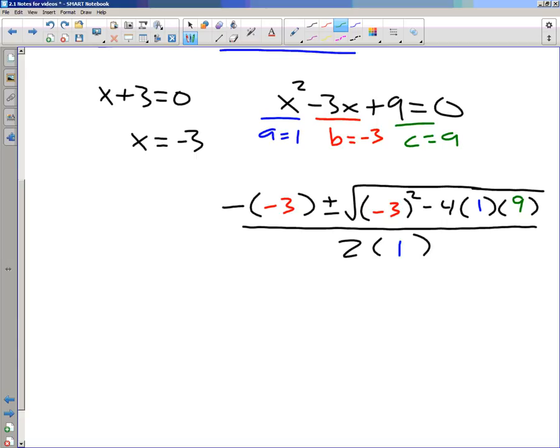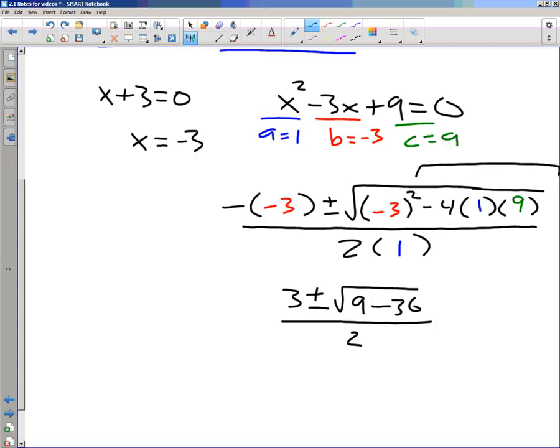All right, we're going to be very careful as we simplify this. Watching out for those signs. Minus a negative 3 is going to be a positive 3. We're squaring a negative 3. That's going to give us a positive 9. And then I'm multiplying here a negative times a couple positives. That's going to turn out to be negative. And 4 times 1 times 9 is 36. The bottom, 2 times 1 is easy. That's 2.